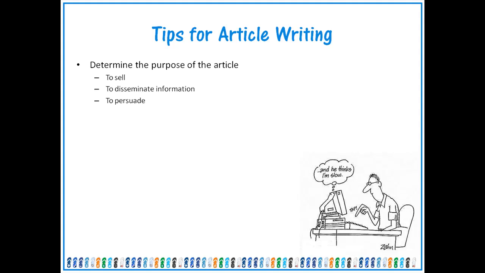Tips for article writing. Well, first you want to determine, what is the purpose of this article, right? Are you looking to sell something? Are you looking to disseminate the information? Are you looking to persuade? What is the point of the article? And then write a headline, but don't be afraid to change it. That's the beautiful thing about this, you can make changes.